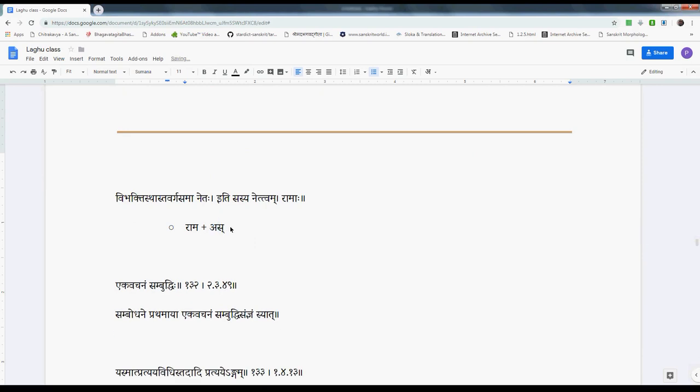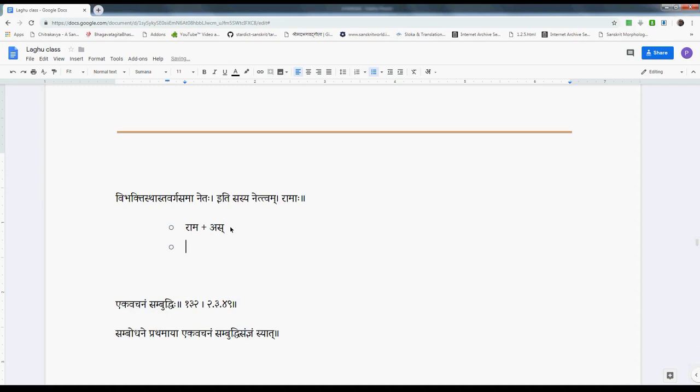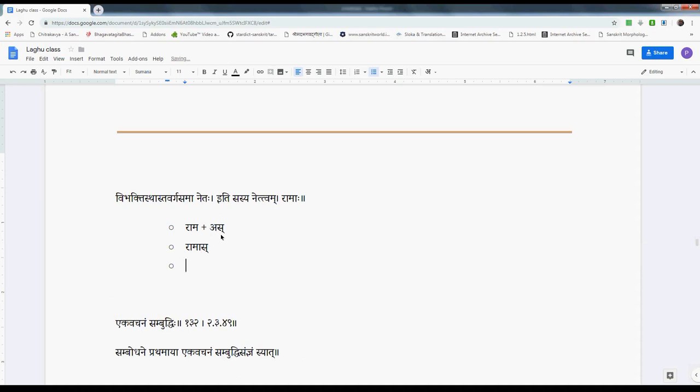You will get Ramas. And then what happens to the Sakara at the end of the Pada? What will happen? This is a Pada, Suptingantam Padam. We have not seen that. But what will happen to the Sakara at the end of the Pada?